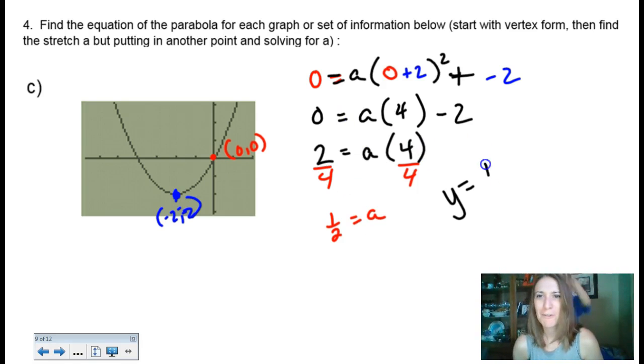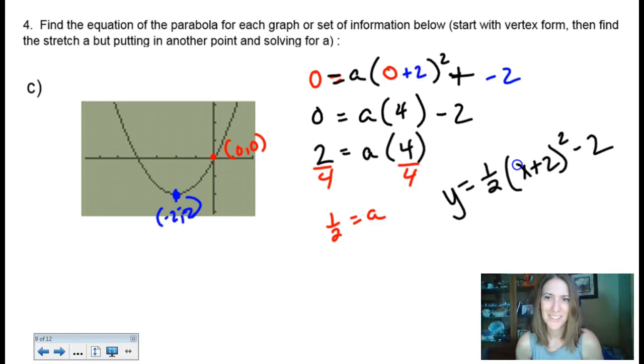We just found an a value of 1/2. That's why your parabola is a little wider than normal. X plus 2 squared minus 2.